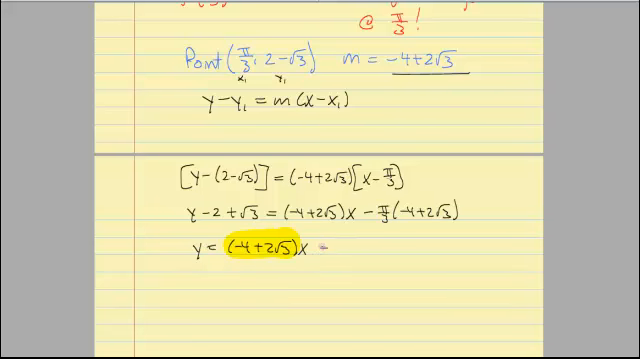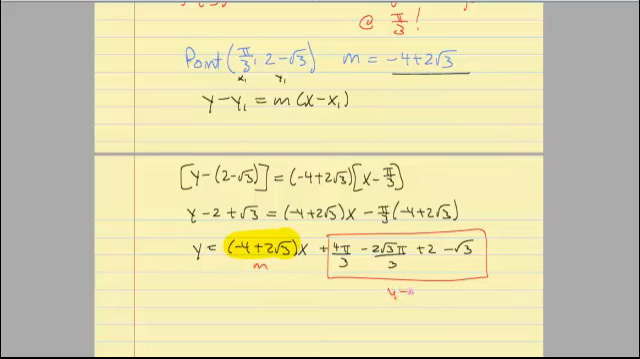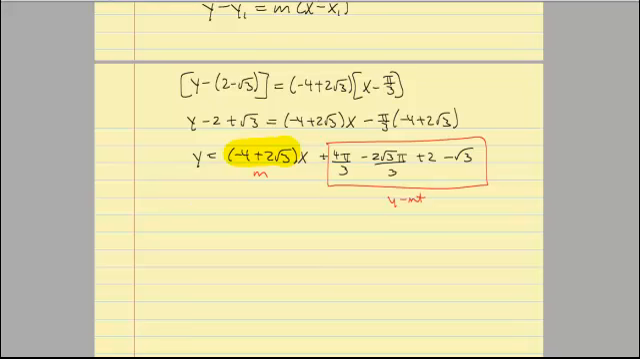pi over 3 times a negative 4 is a positive 4 pi over 3, minus pi over 3 times a positive 2 root 3 is going to be a negative 2 square roots of 3 pi over 3. I'm going to add the 2 across, and I'm going to subtract the root 3 across. It's not pretty, but this entire value right here is our y-intercept. So this is our slope, and now this is our y-intercept. And I could find a decimal approximation, but this is a great solution. The only thing I could think of that we could do here is to find a common denominator, not for the slope, of course, but for my y-intercept.